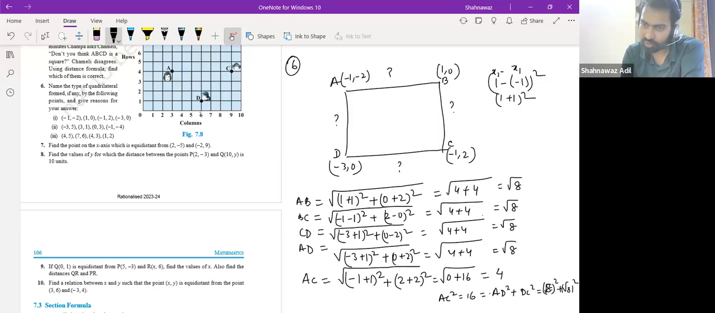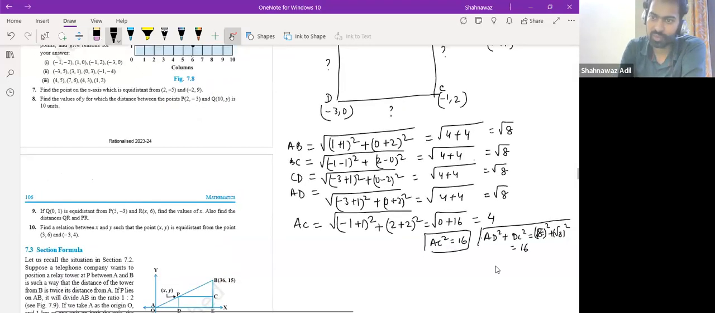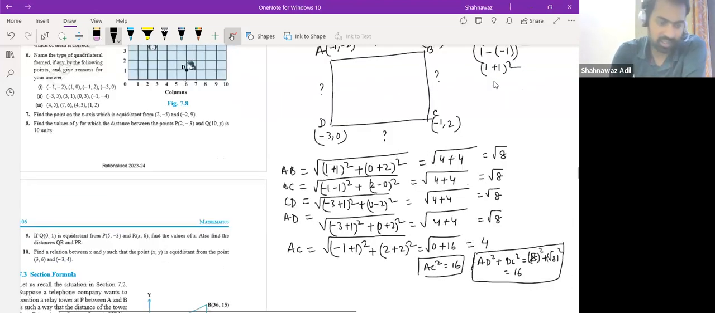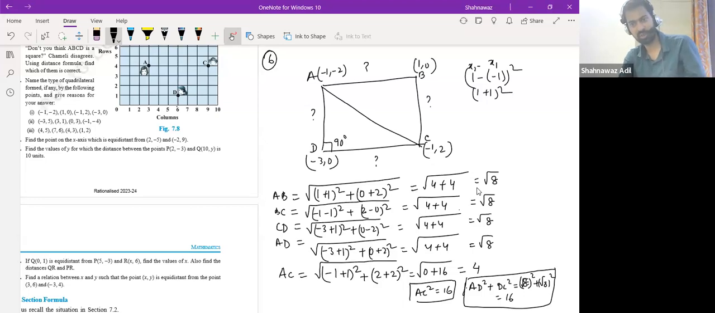I can't hear properly. What did you say, Rizwan? Oh no, nothing. Okay, thank you. So we can see that the sides are equal, right? And the angle is how much? Angle is 90 degrees. So ABCD is a square. Yes, any doubt?